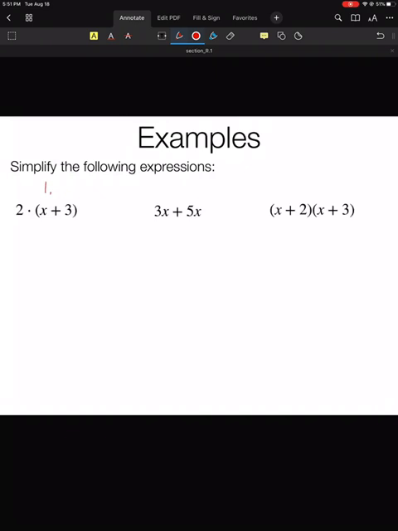By the distributive law, that 2 is going to go to both the x and the 3. So in simplifying this expression, I get 2 times x plus 2 times 3. Great. 2 times a symbol is just written that way; I can take away the dot because that's understood to be multiplication. And 2 times 3 is equal to 6. And so the answer is 2x plus 6.